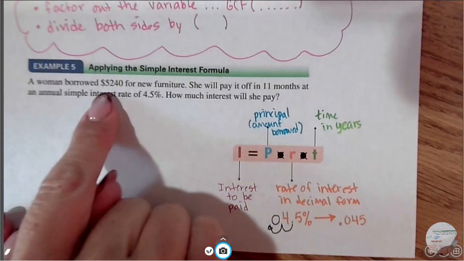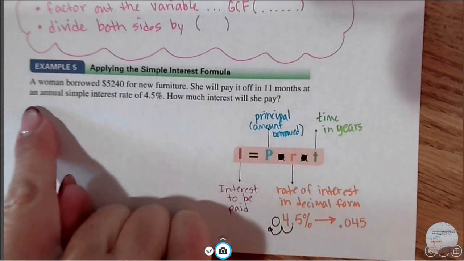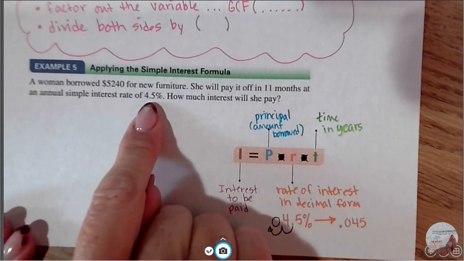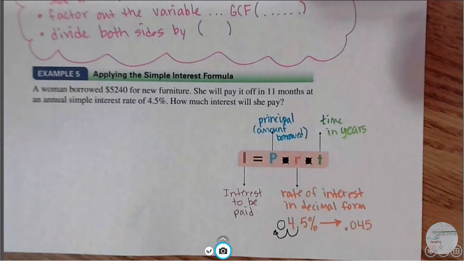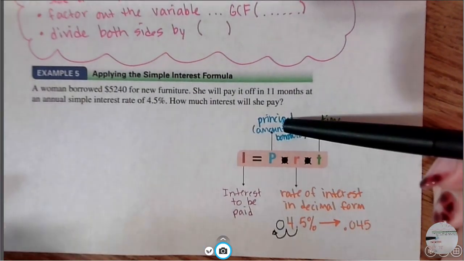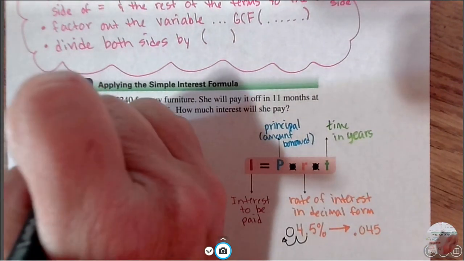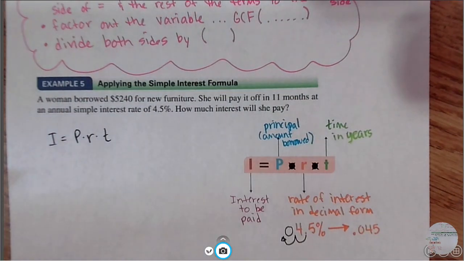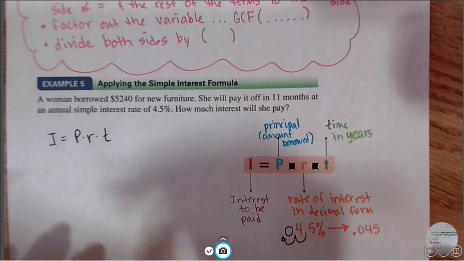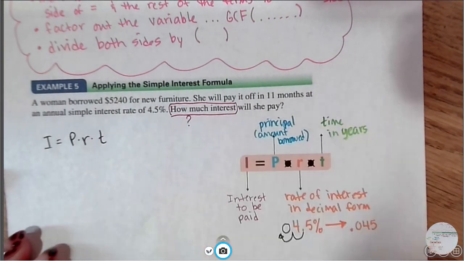So a woman has borrowed $5,240 for new furniture. She will pay it off in 11 months at an annual simple interest rate of 4.5%. How much interest will she pay? So the amount of interest she's going to pay is found by taking the principal times the rate times the time. The interest is the thing we're trying to find, so it is going to stay a letter. So it's asking how much interest, so that's what we don't know.